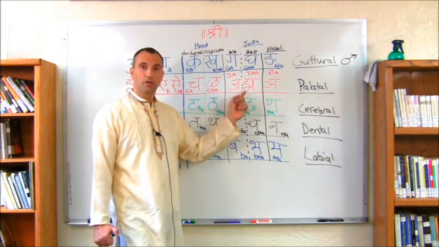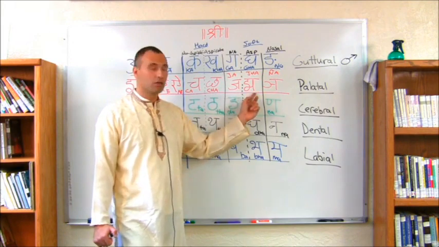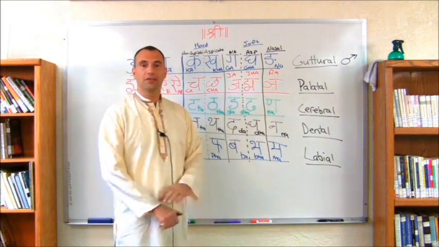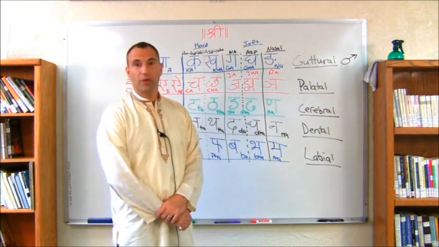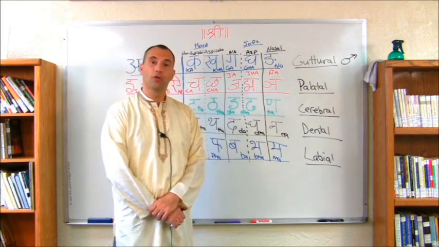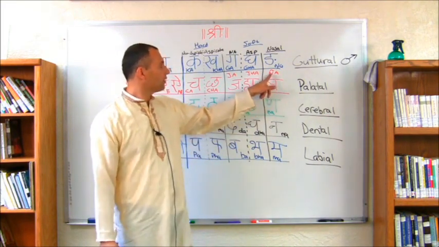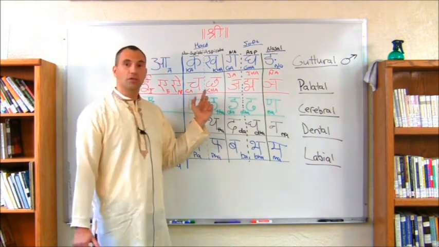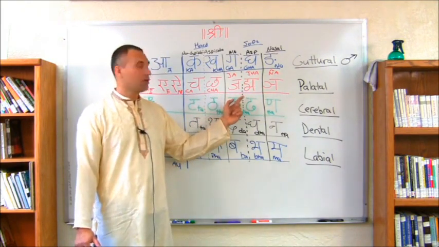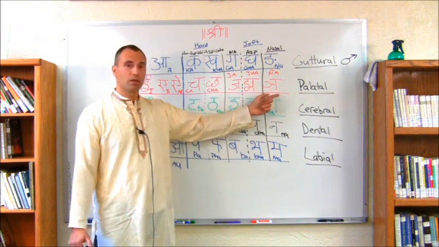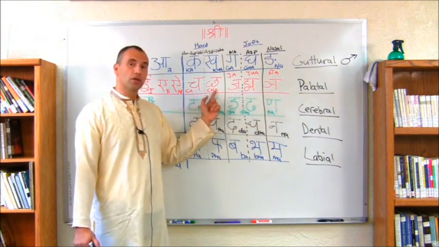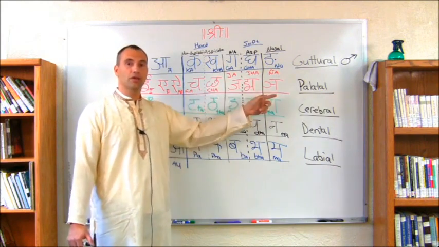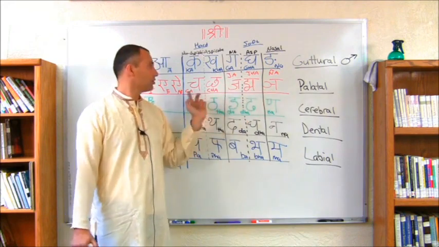Next, j. J, jh, and then ñ. This is the ñ, like in the Spanish word sueño, okay? Año, ñ. It has the tilde on top. All right, so let's say this. Ch, chh, j, jh, ñ. Ch, chh, j, jh, ñ.